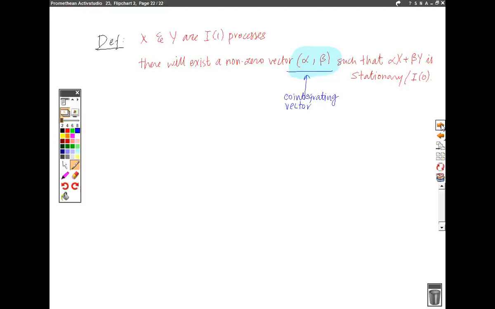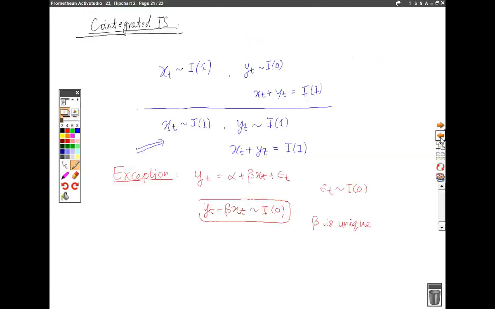And again, let me describe how this would look in a graph. So let's say this is my yt, some time series of yt that I have, and this is some time series xt that I have.